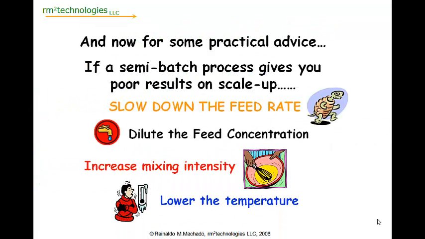And in closing, for some very practical advice, if your semi-batch process gives you some poor results, one of the most important things you can do is slow down your feed. What this does is allow the impeller mixing to catch up to the overall feed rate. It allows dilution to occur more effectively and hence reduce the hot spots and local high concentrations in your vessel. In addition, you can dilute your feed concentration. This has a similar effect as slowing down your feed rate. You can increase your mixing intensity if it's possible in your large-scale vessel. And finally, you can always lower the temperature so that you slow down the reaction rate compared to the overall mixing. And this is some basic practical advice that you can use.